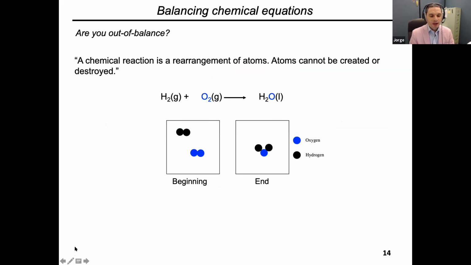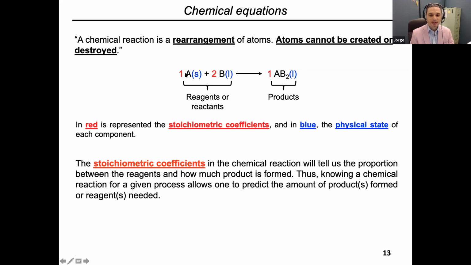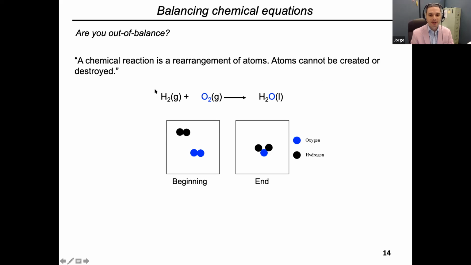Okay, in some cases, I will provide you the stoichiometric coefficients, but in other cases, you will have to adjust the stoichiometric coefficients. Remember that a chemical reaction is always a rearrangement of atoms, and atoms cannot be created or destroyed. Therefore, the number of atoms of a given element before the reaction has to be the same after the reaction. So let's take here as an example the formation of the water molecule.